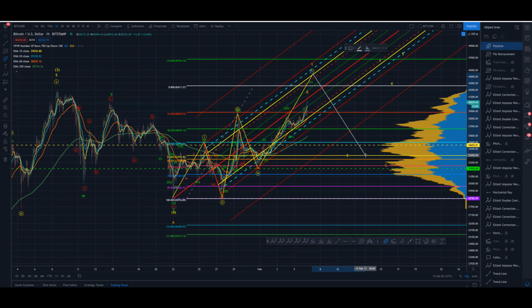Now, at that point, you might as well be talking about a flat correction and be saying A to here, B to here, C to here, because it's so deep at that point that the fact that you're in a diagonal doesn't really matter. I'd be surprised if this leading diagonal pattern was correct. I'd be surprised to see it come down this far. Okay, so there you go.